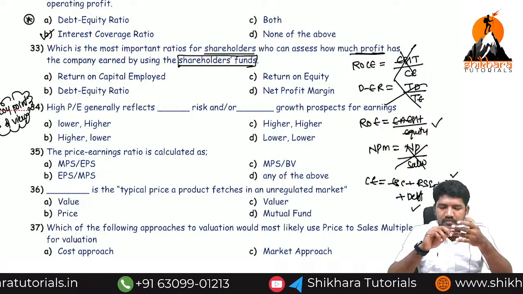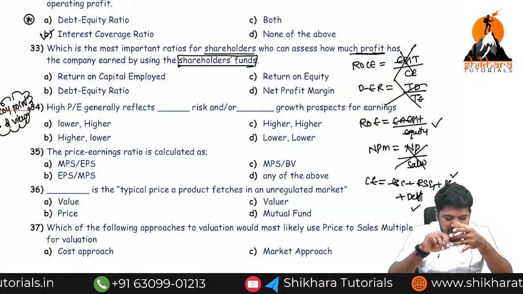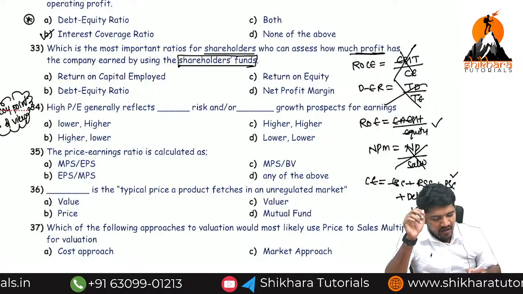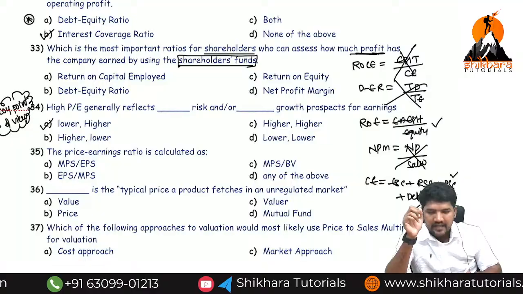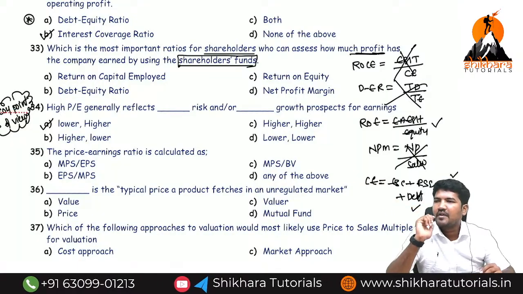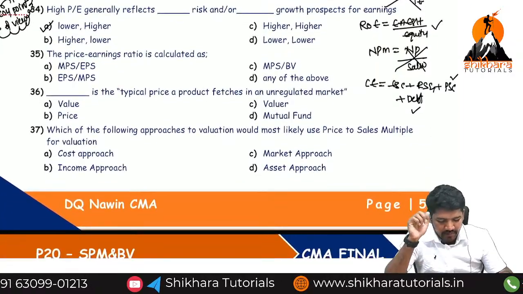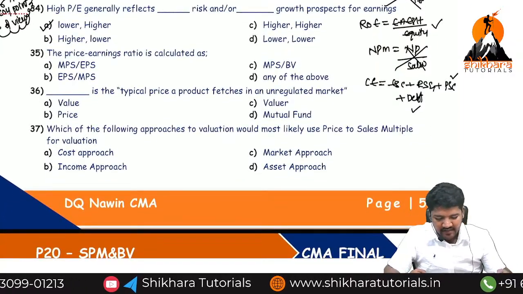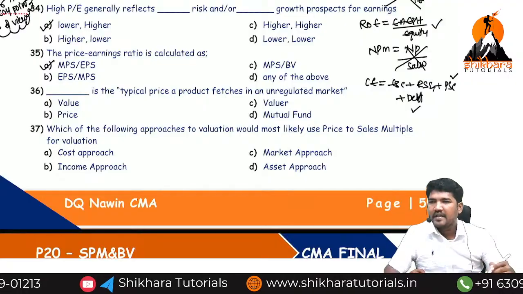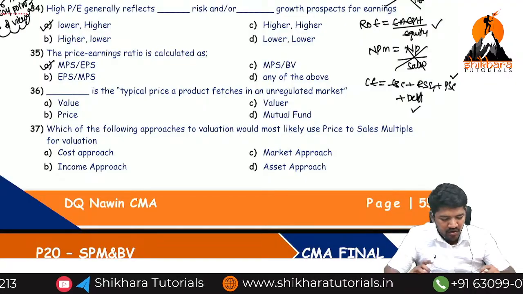Now what is the answer? The high PE generally reflects a lower risk and a high growth prospect. That I explained in yesterday's class. Now when it comes to MCQ number 35, the price earning ratio is calculated as the basic formula, MPS divided by EPS.